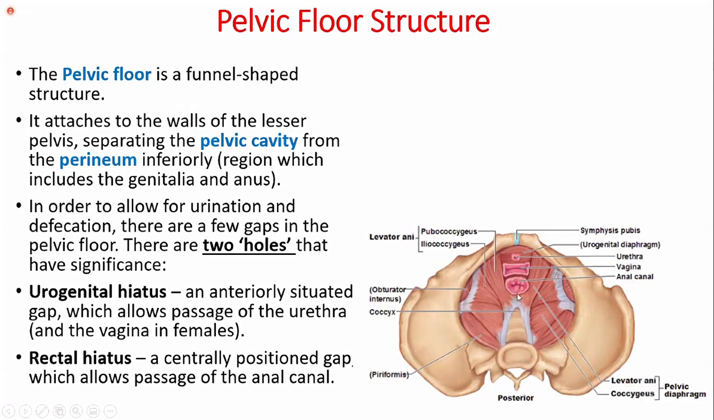So this is called the rectal hiatus, and this is the urogenital hiatus. The urogenital hiatus has the opening of the female urethra, and also the opening for the vagina, and the rectal hiatus basically suspends the last part of the colon, which is the anal canal. Okay, everybody? So we're going to talk about these muscles that form this pelvic diaphragm.